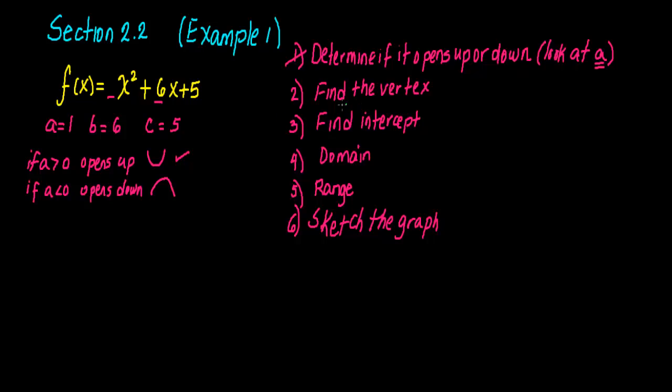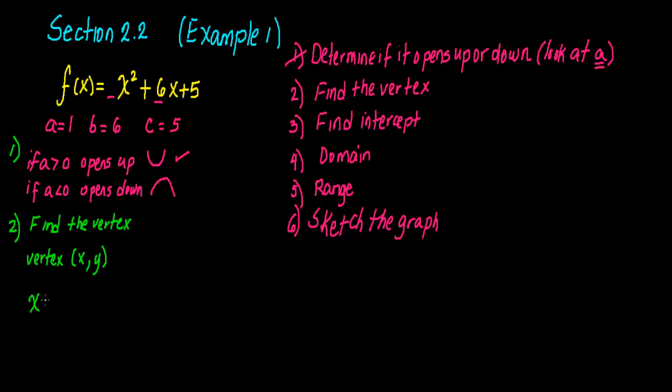Number 2, find the vertex. Here's step 1. We're going to go to step 2. Find the vertex. To find the vertex, since this function is written in standard form, we call this the standard form, the vertex can be found by finding the x-coordinate of the position of the vertex on the coordinate plane and the y-coordinate. I'm going to look for the x-coordinate first.